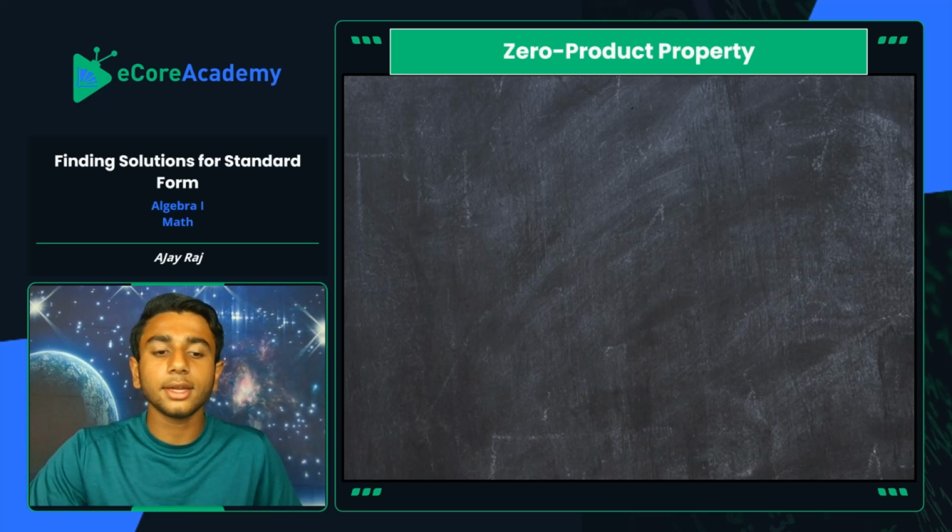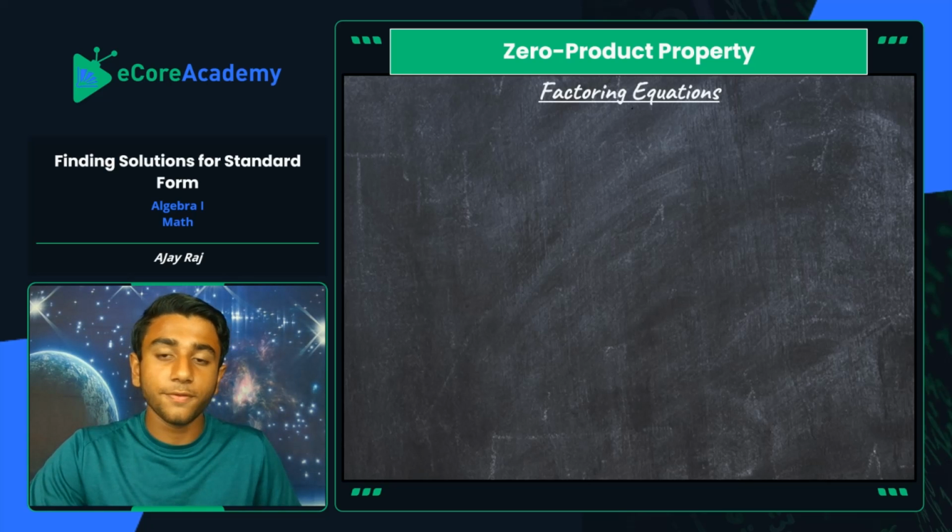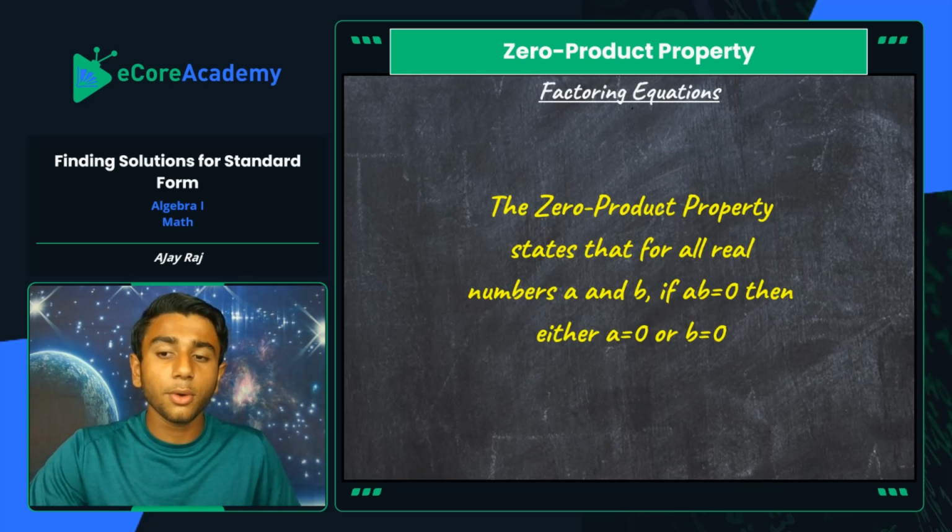Now let's take a look at another important property, the zero product property. This is very important in identifying how to factor your standard form equations to actually solve for x. So, factoring equations. The zero product property states that for all numbers a and b, if a times b equals 0, then either a equals 0 or b equals 0.